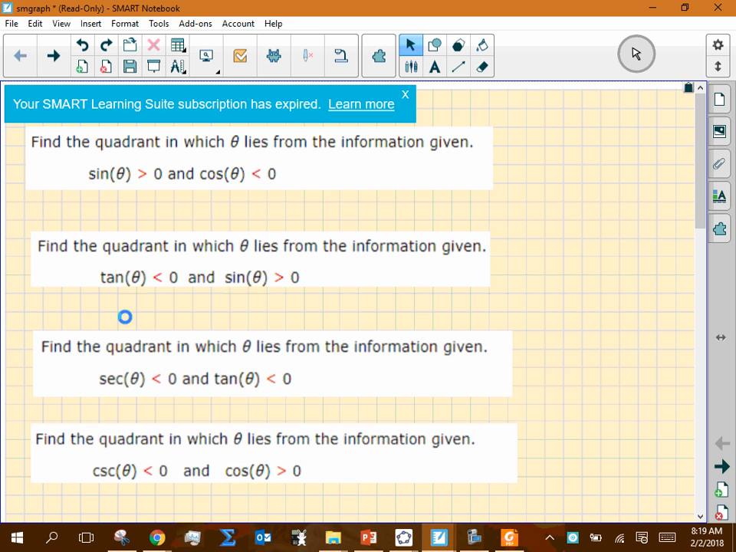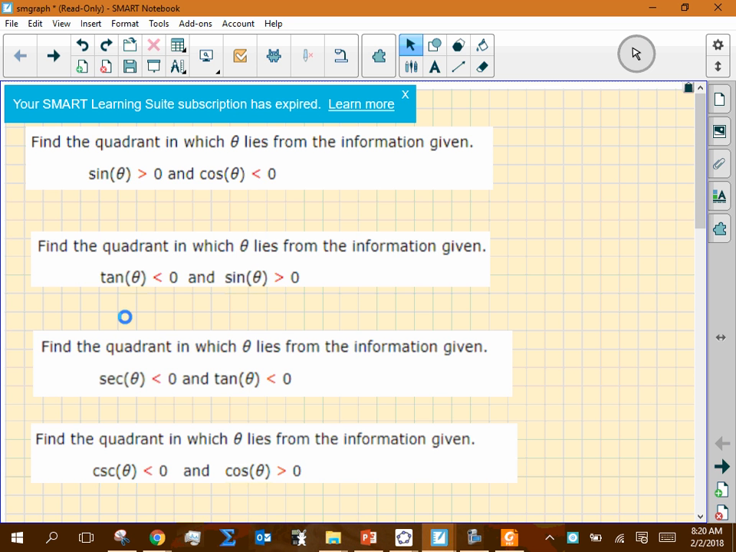If they say sine of theta in the first one, sine of theta is greater than 0, they're asking where is the sine function positive? What quadrant is it positive? Okay, and then which quadrant is the cosine negative in? Cosine less than 0. So that's what they're doing there. It'd be a lot more obvious if they said sine is positive and cosine is negative.